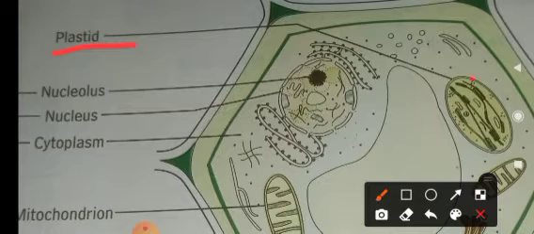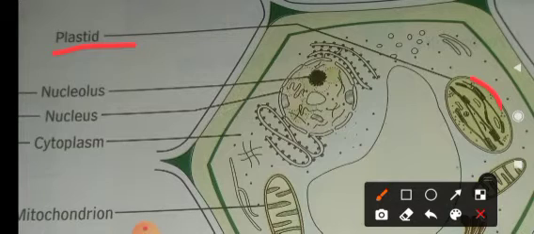Are you able to see the double lines present here, isn't it? So they are covered by a double membrane, and their shape also varies. They may be filamentous. Filamentous means thread-like structure. These plastids are of three types.